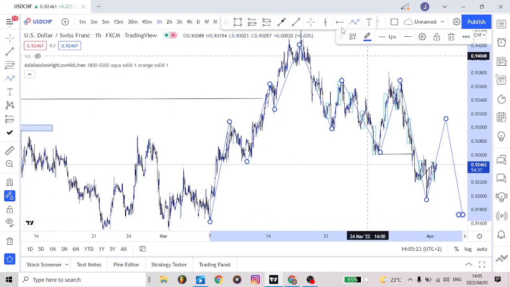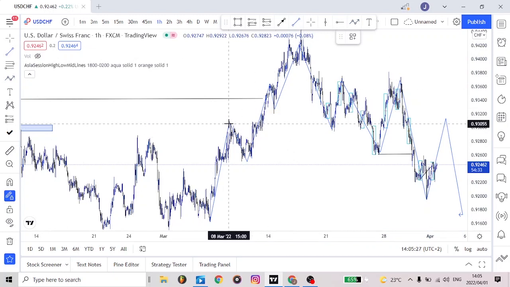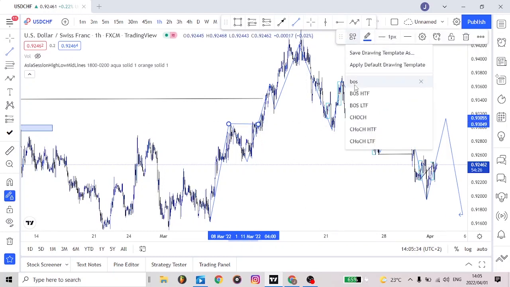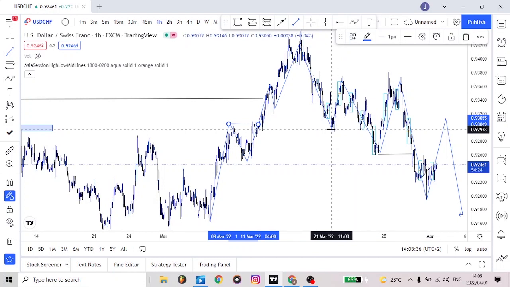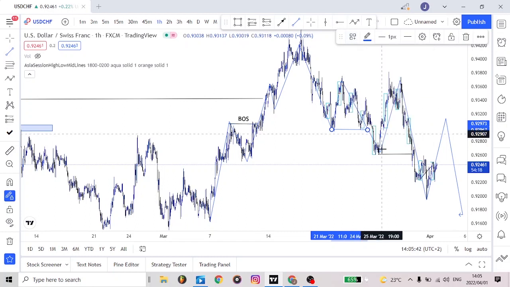So where's our break of structure? Here is our break of structure. These are breaks of structure here.